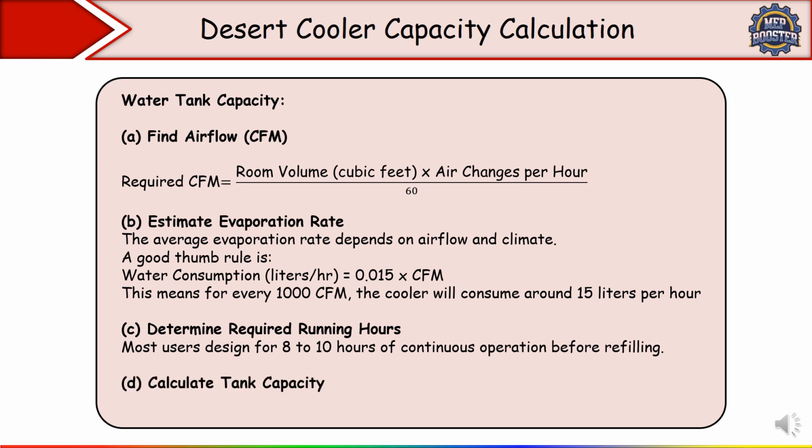Then finally we need to calculate the tank capacity. For that we have a formula here, simple. Tank capacity in liter equals water consumption in liter per hour into operating hours. Is it clear? So in this way we can calculate the water tank capacity.